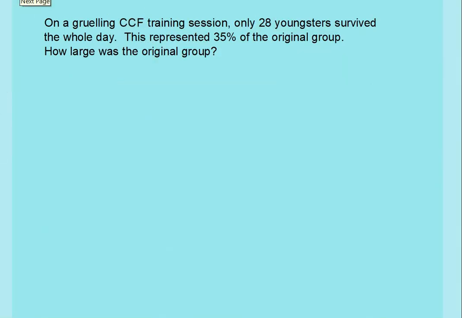Let's have a look at another one. On a grueling CCF training session, only 28 youngsters survived the whole day. That was only 35% of the group, obviously not Church's college students. So 35% of the group represents 28. How large was the original group? So there's the hint. Oh, this is reverse percentages. So we need to find what 100% is. To do that, we're going to find 1%.